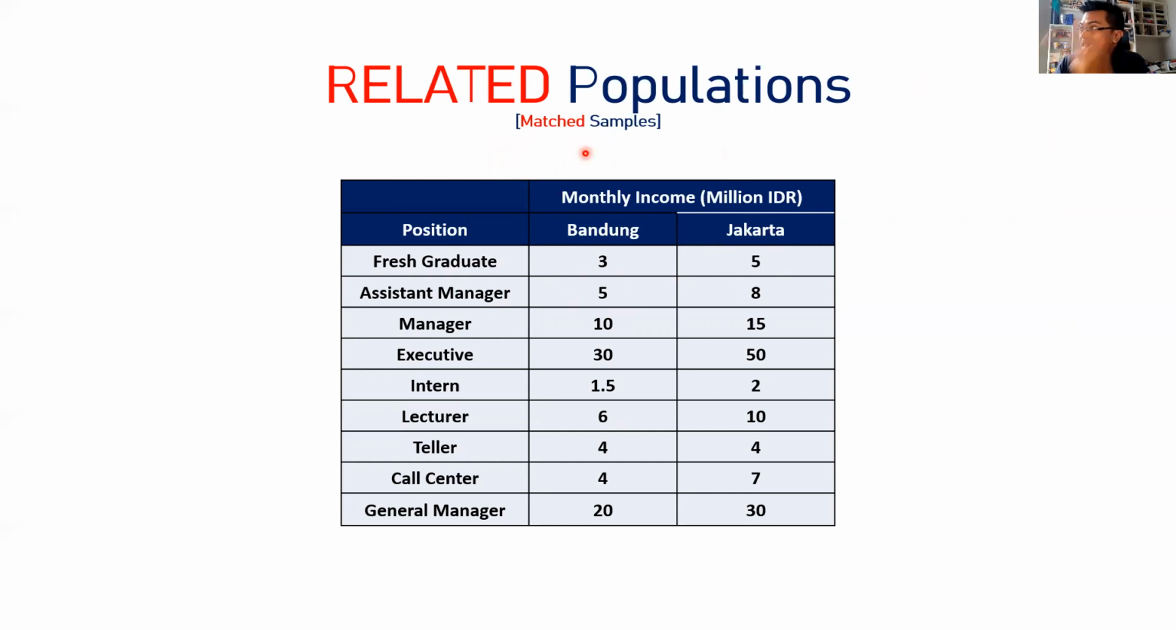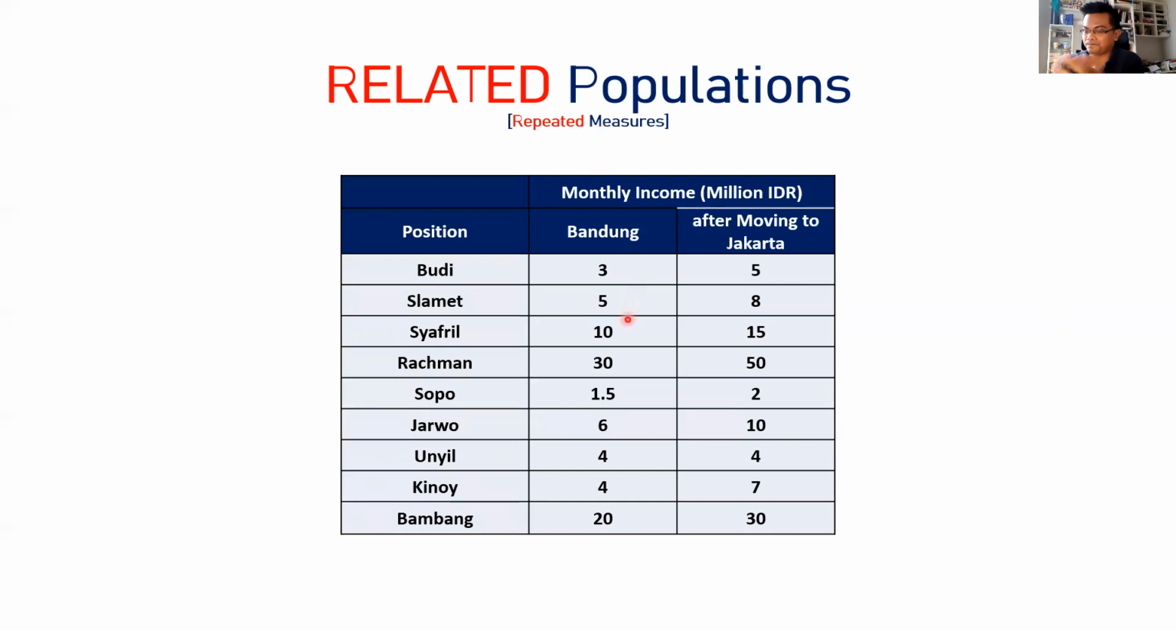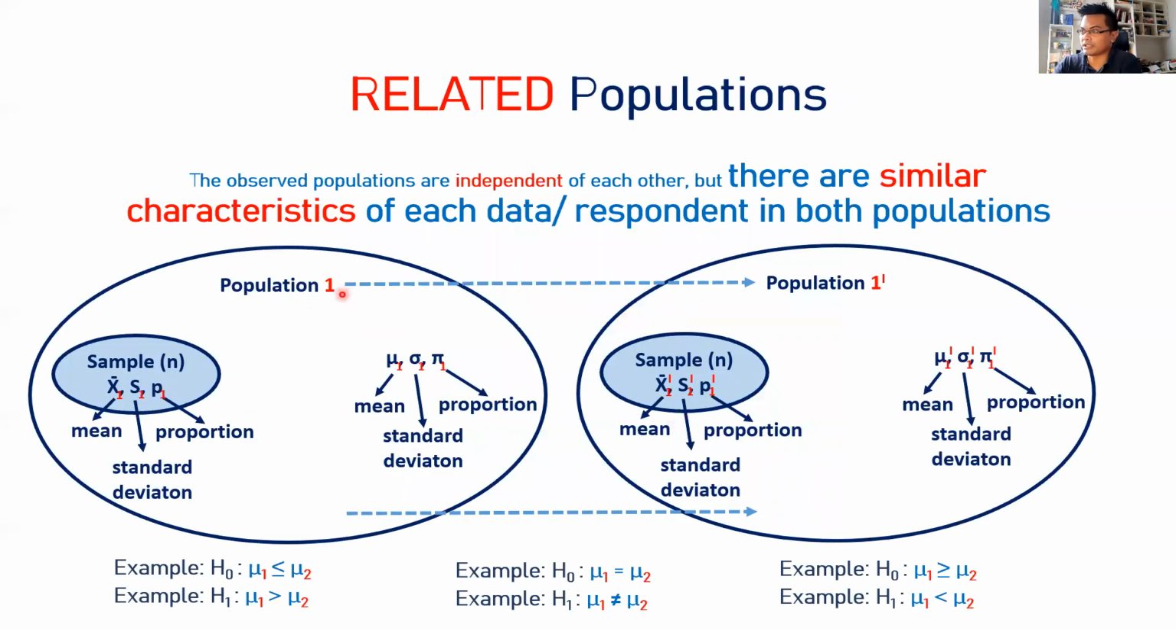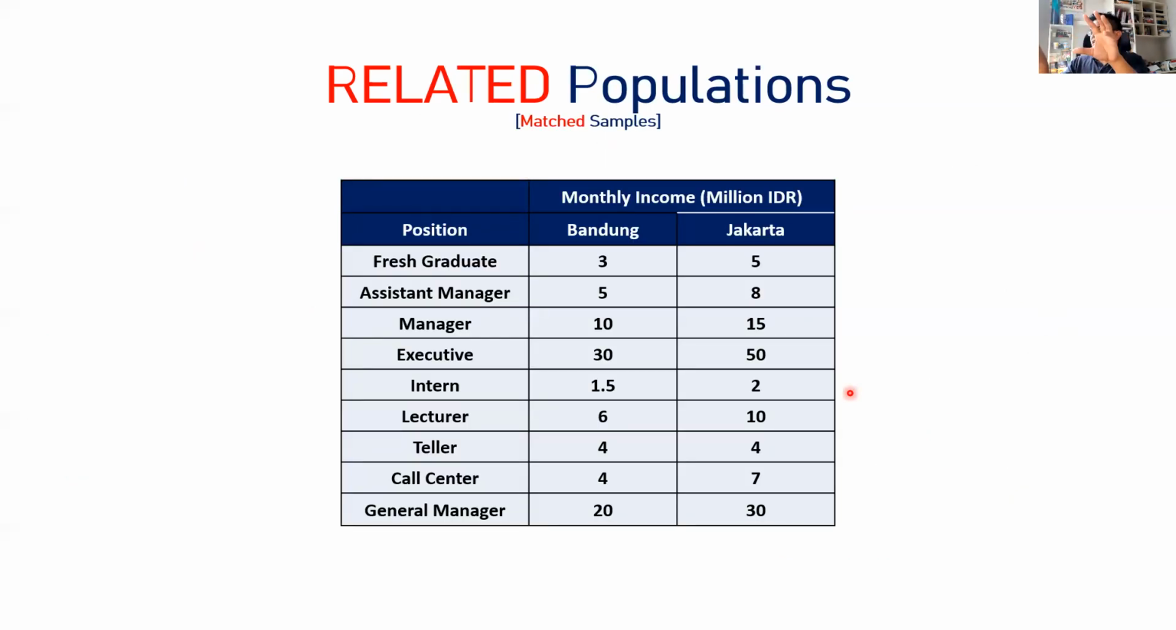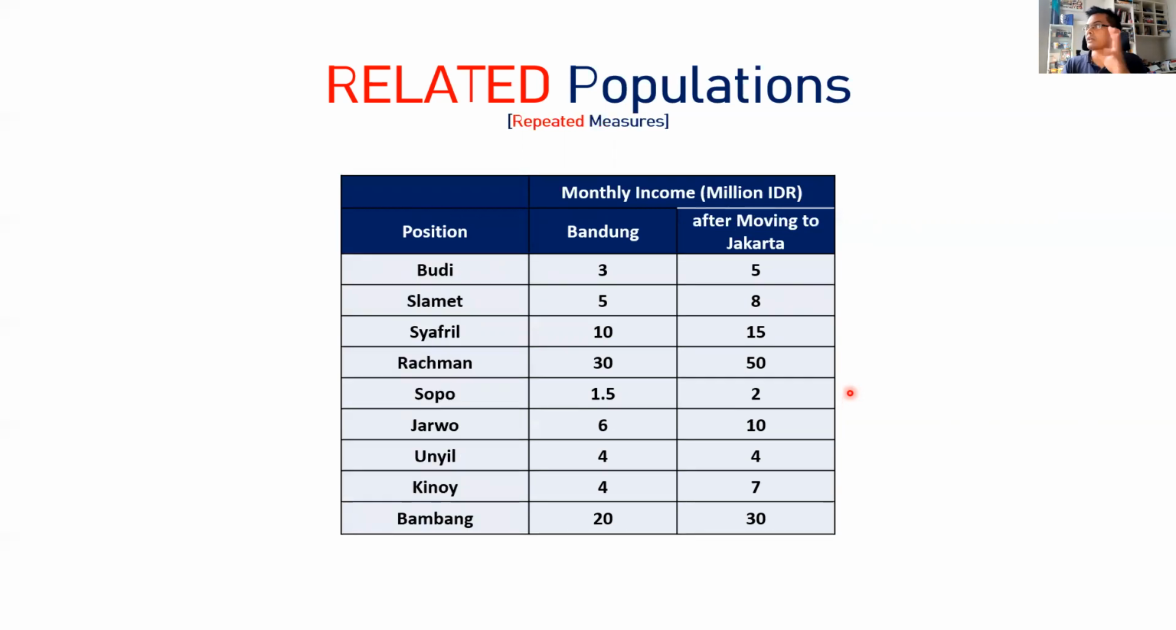And the other type is here. So we can see here, this is population 1 and this is population 2. Related populations can be categorized into two different groups: one is matched samples and the other is repeated measurements. Repeated measures usually concern experiments, longitudinal experiments. So I measure one person at a specific time, and then after a following period, I measure again the value of interest.